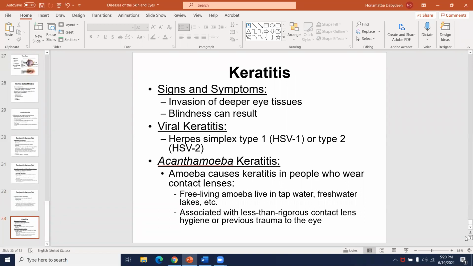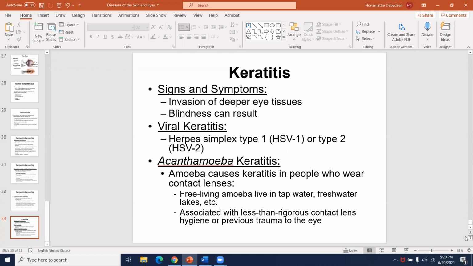Keratitis. Keratin, the layer of the skin, can be destroyed by some of the organisms. And this is the invasion of the deeper eye tissues that can result in blindness sometimes. Herpes simplex virus is a culprit, where sometimes you get it during delivery, but a lot of times you get that disease later on.